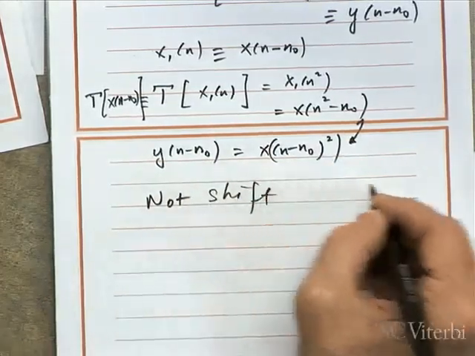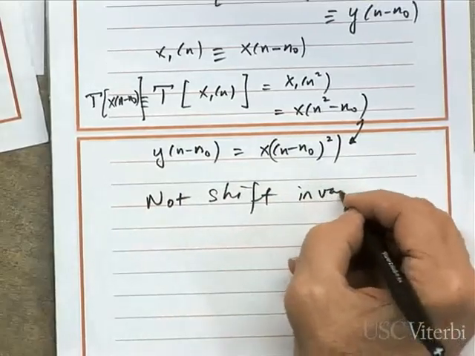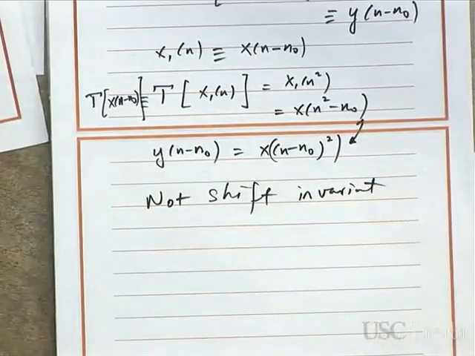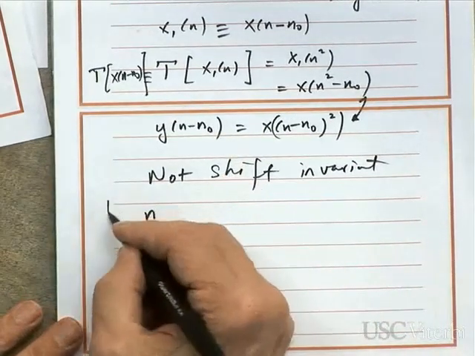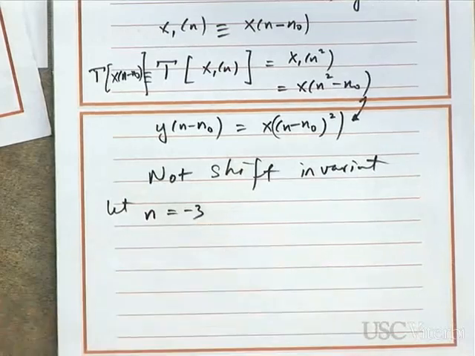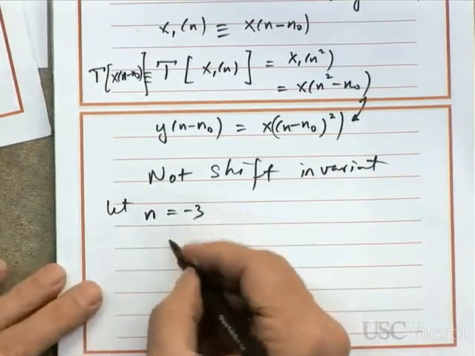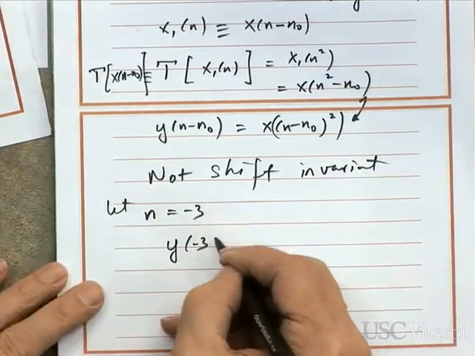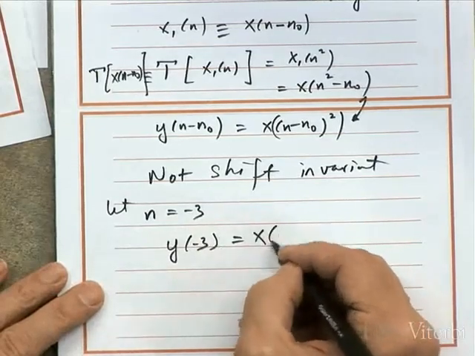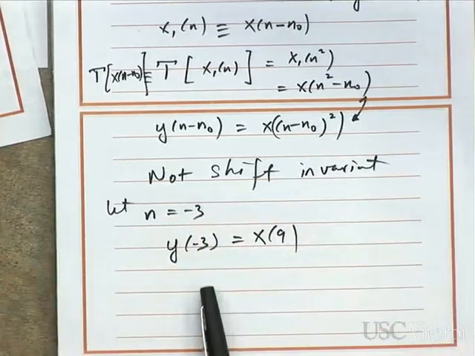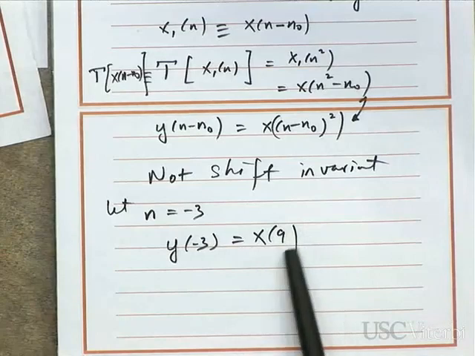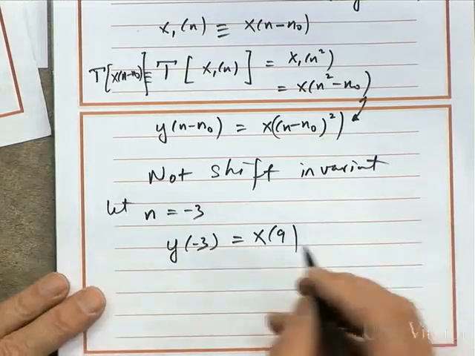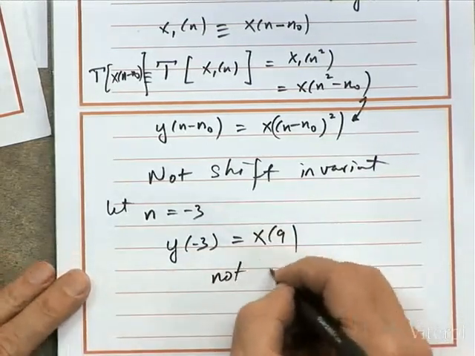And I'll tell you something else about this example. Lots of very interesting things. Suppose n equals minus 3. Guess what the output is? y of minus 3 is going to be x of 9. So the output at some time, in this case minus 3, is a function of a future value of the input, x of 9. So not only is it not shift invariant, it's not even causal.